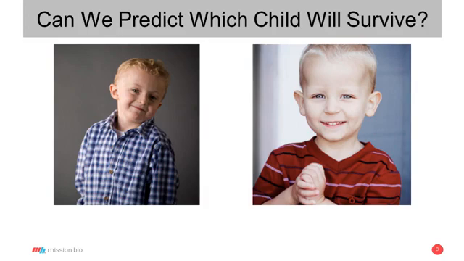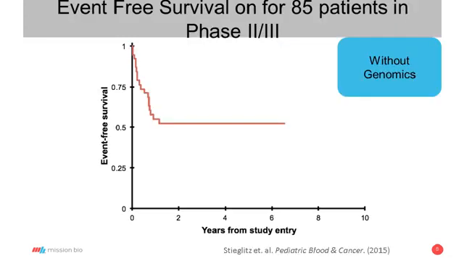And what we do is really to try to understand why these two children might have the disease. How can we distinguish one that might be able to survive with a certain therapy while another one might not be able to? And when we just look at standard pathology without genomics, the survival curve here is about 50%. So one of these two children is going to survive. We can't really tell which one of them.